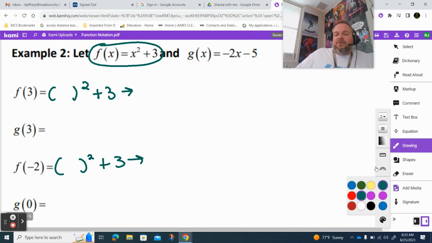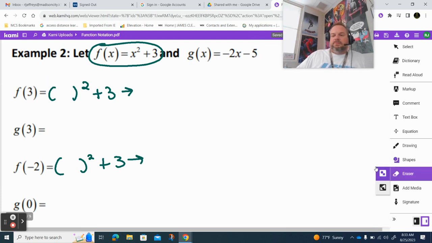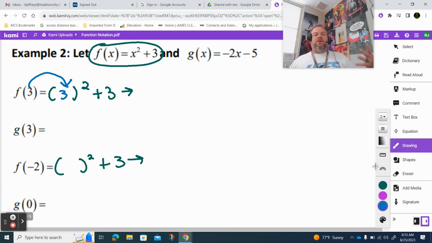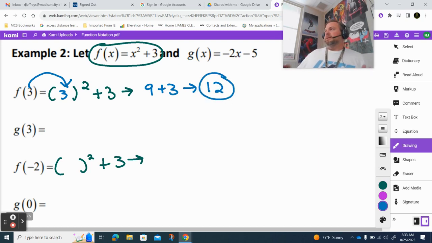And then I'm going to plug in whatever this number is. So this number, ooh, wrong color. This goes here. All right. So 3 squared, 3 times 3 is 9, plus 3 is 12. That's that answer. That's it.